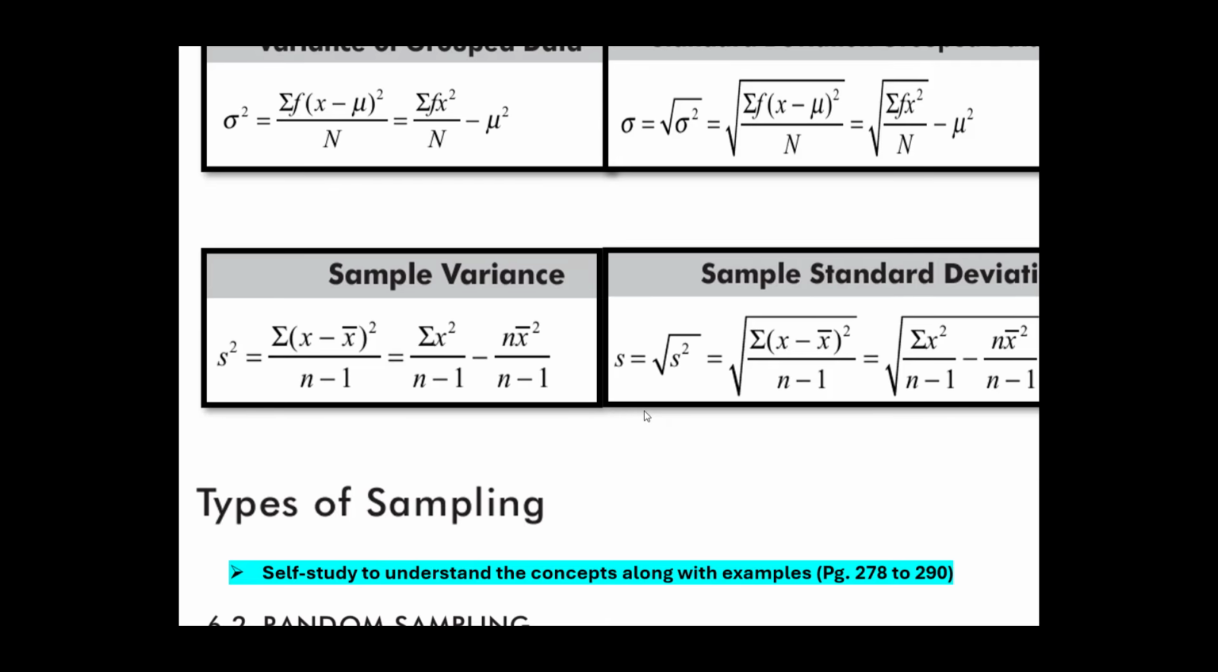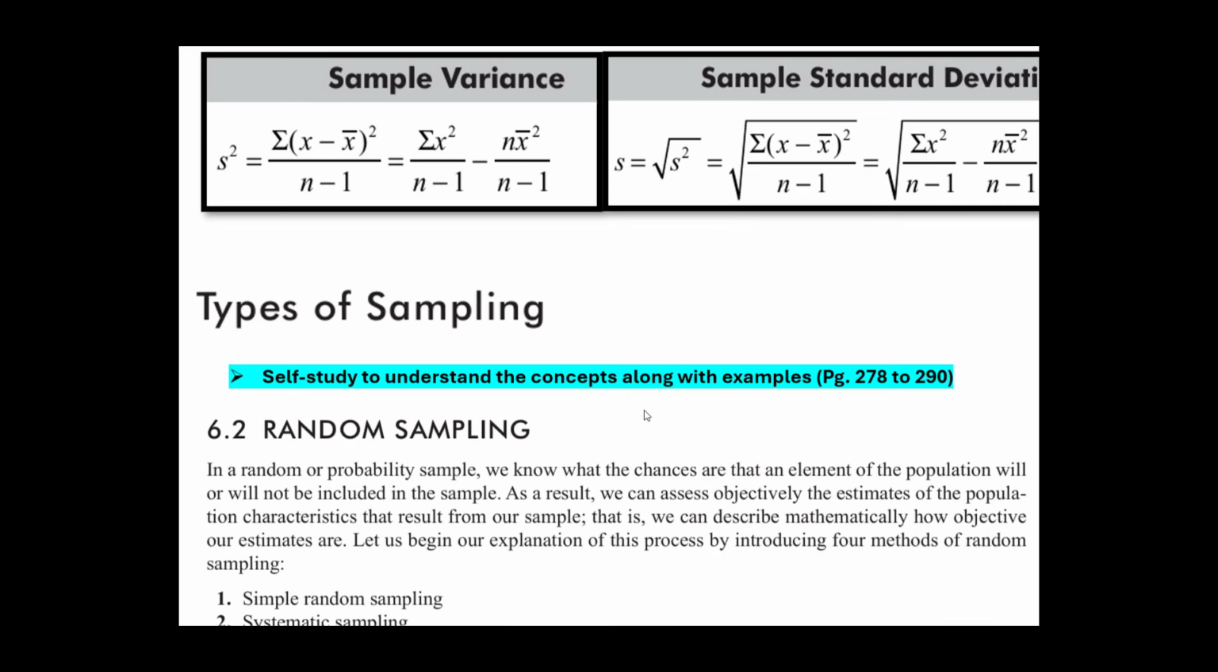Now there are some theoretical aspects in this chapter which you need to study on your own. I recommend that you study pages 278 to 290, types of sampling, the various types of sampling. I will go through them quickly here, but you need to study them in detail.